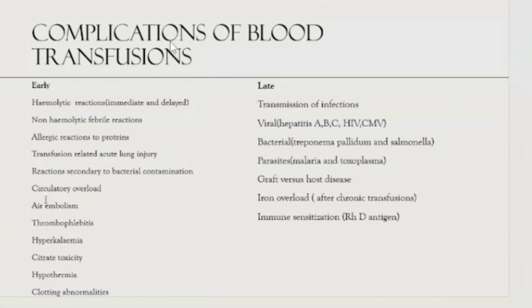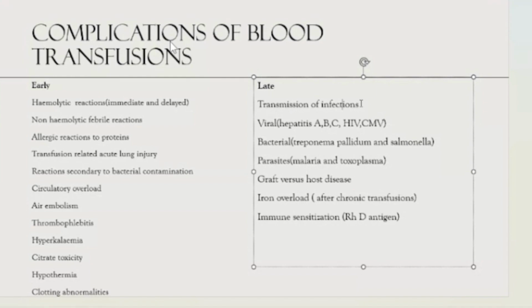This is also there in the slide. Air embolism, thrombophlebitis, hyperkalemia. This is very important in those persons that are on certain diuretics or have any presenting ECG changes. Then citrate toxicity, then hypothermia and clotting abnormalities. This is usually seen within 6 to 24 hours. Late occurs around, this takes around weeks to days to be seen.